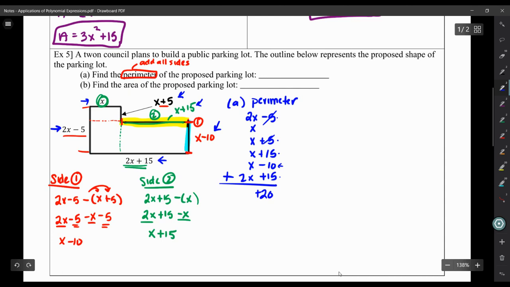Now let's add all the x's. So 2, 3, 4, 5, 6, 7, 8. So 8x. So my perimeter is 8x plus 20.